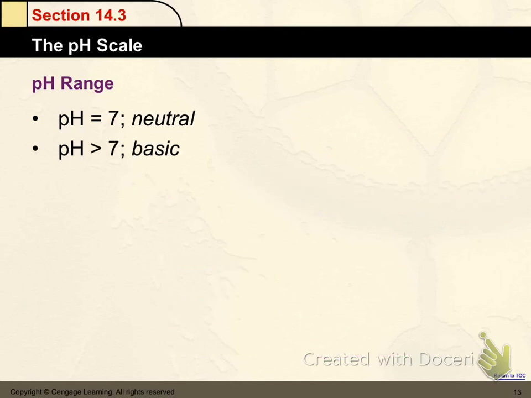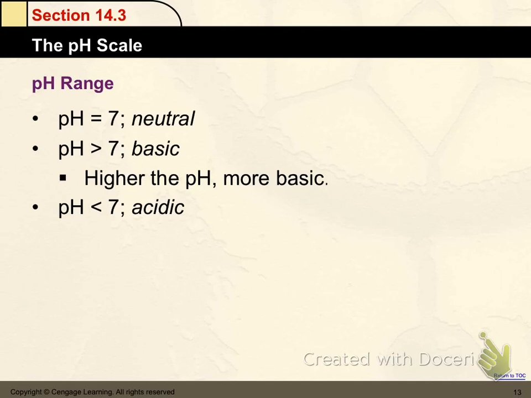If you're greater than 7, then you're basic. The higher the pH, the more basic, obviously. Can we get higher than 14? Yes, we can, with incredibly strong bases. And less than 7, you're acidic, and of course, the lower the pH, the more acidic. Can we get less than 0? Yeah, we actually can.